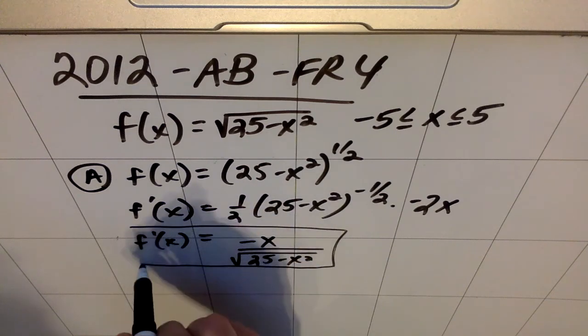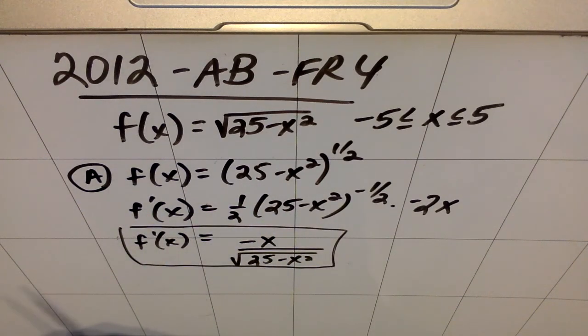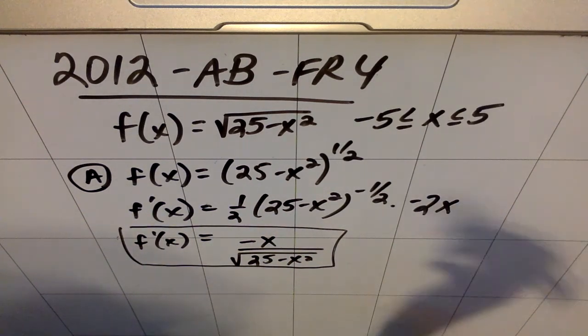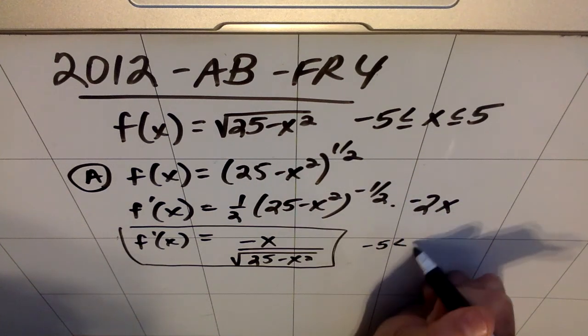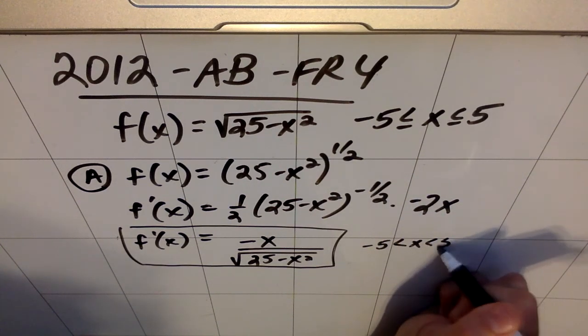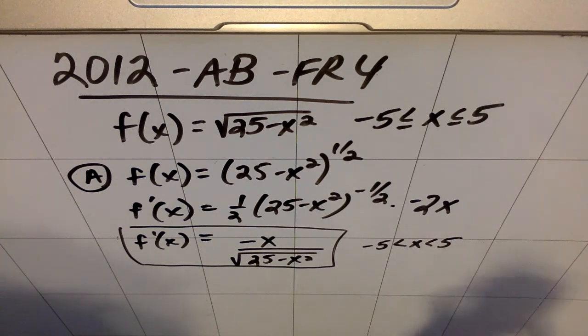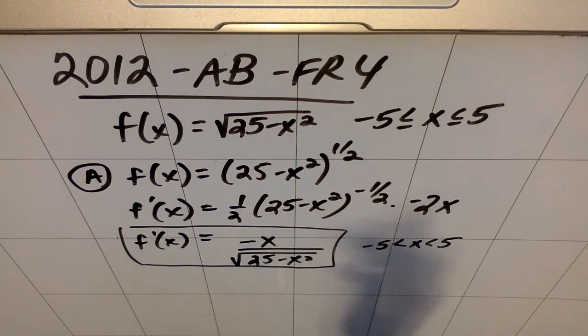So that's my f prime. And that's all part A asked for. It is in the domain restriction that was given, except you can't actually have values at the two ends at -5 and 5 because they would make the denominator 0. But cool.